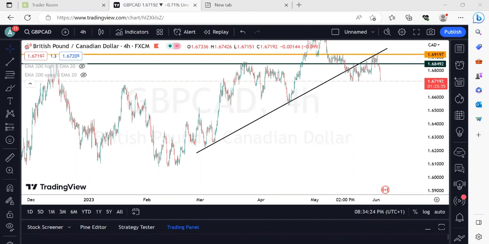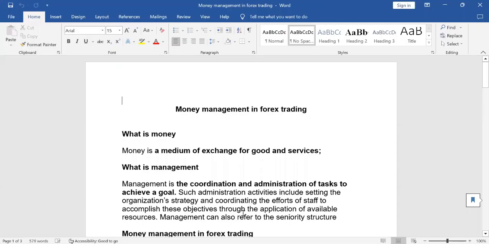So let me quickly share my screen so that we'll go straight to the points tonight on how to use our money, how to use money management to have a very good opportunity in forex trading. Are we all seeing the screen? Yes, sir.